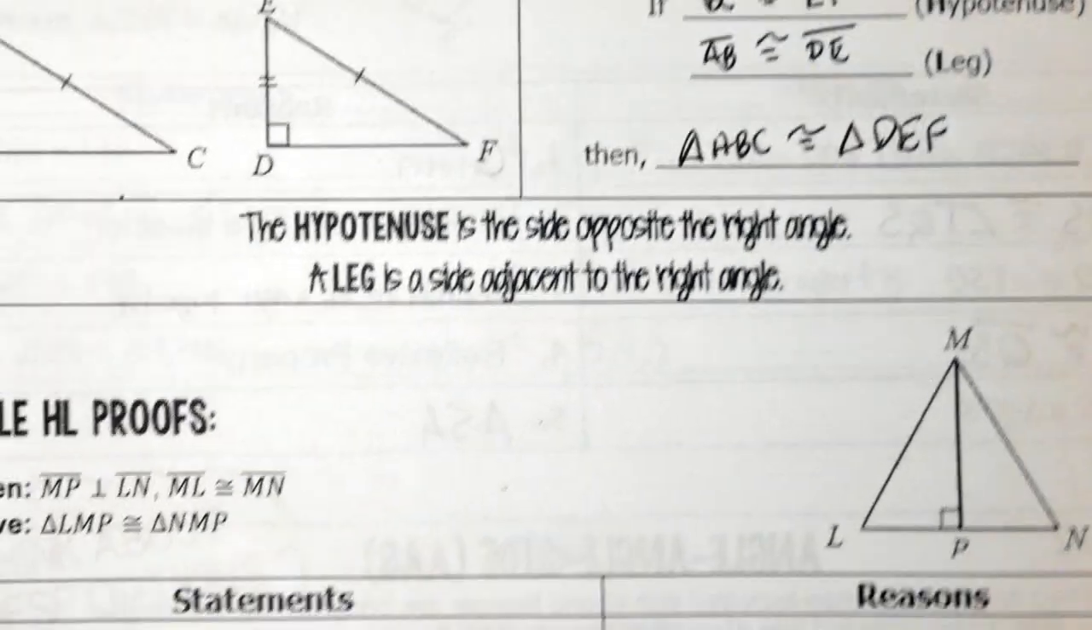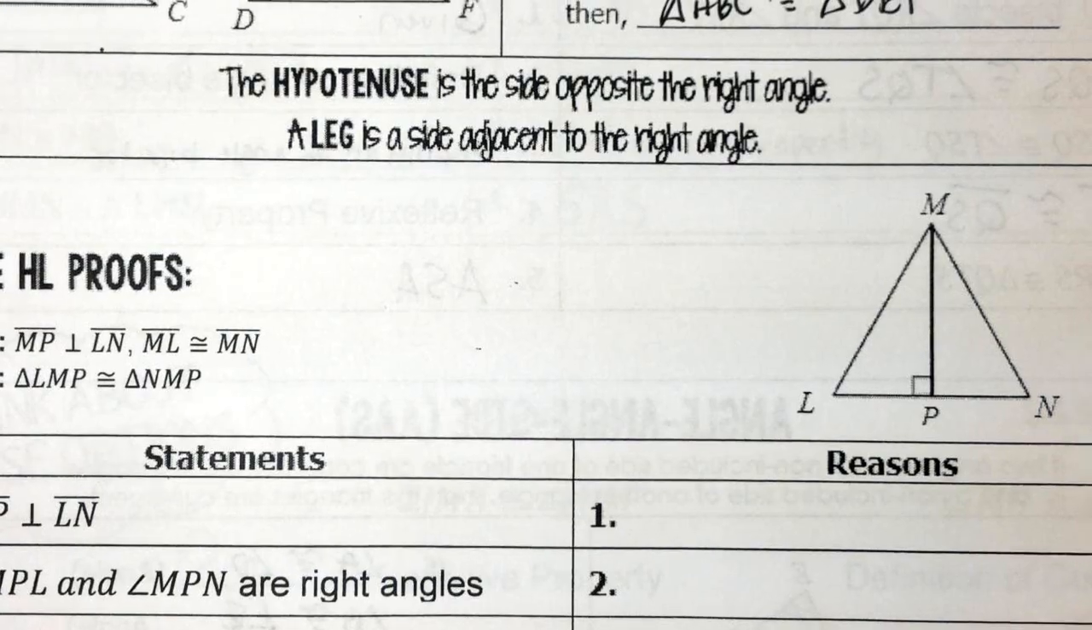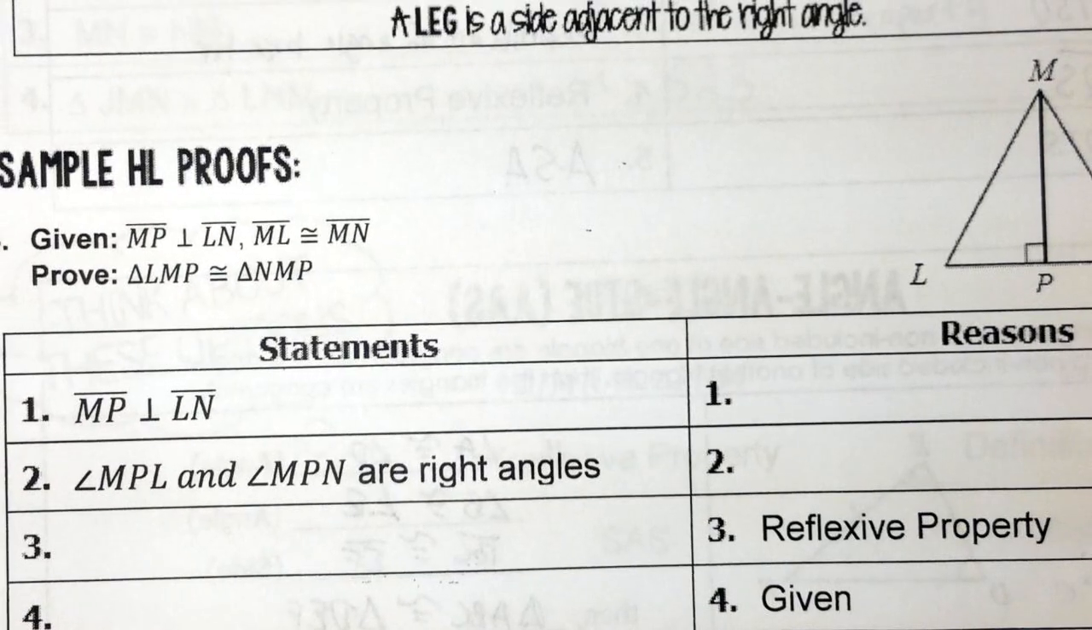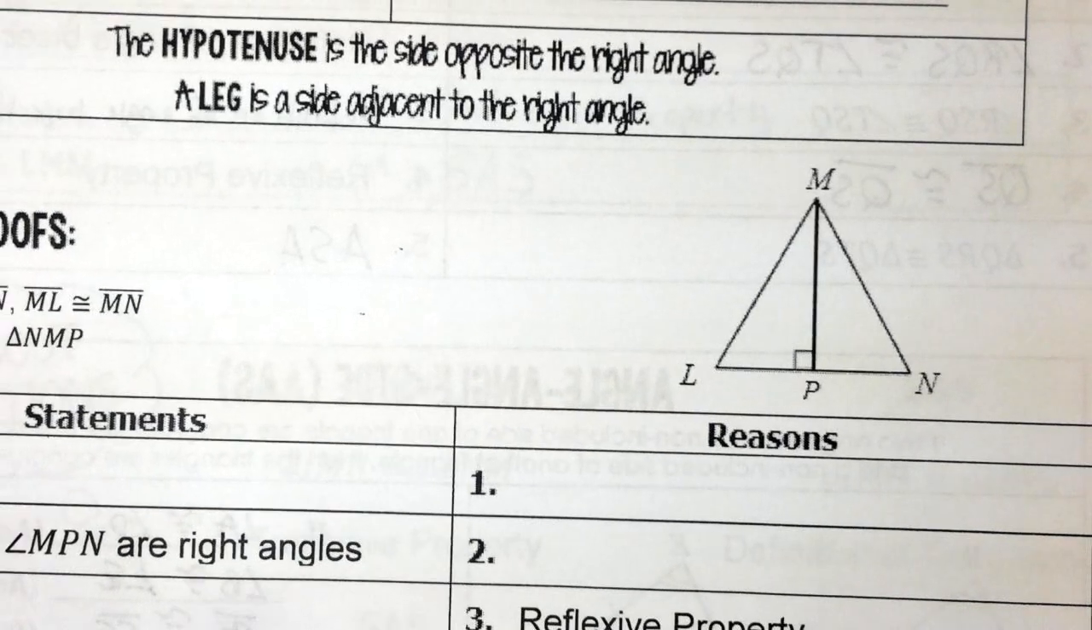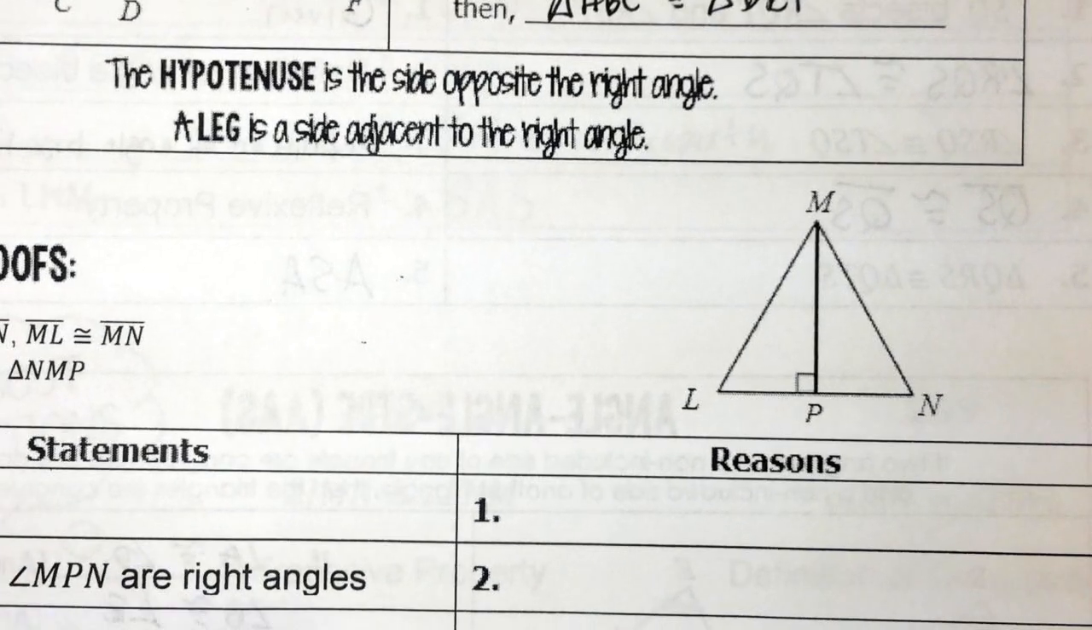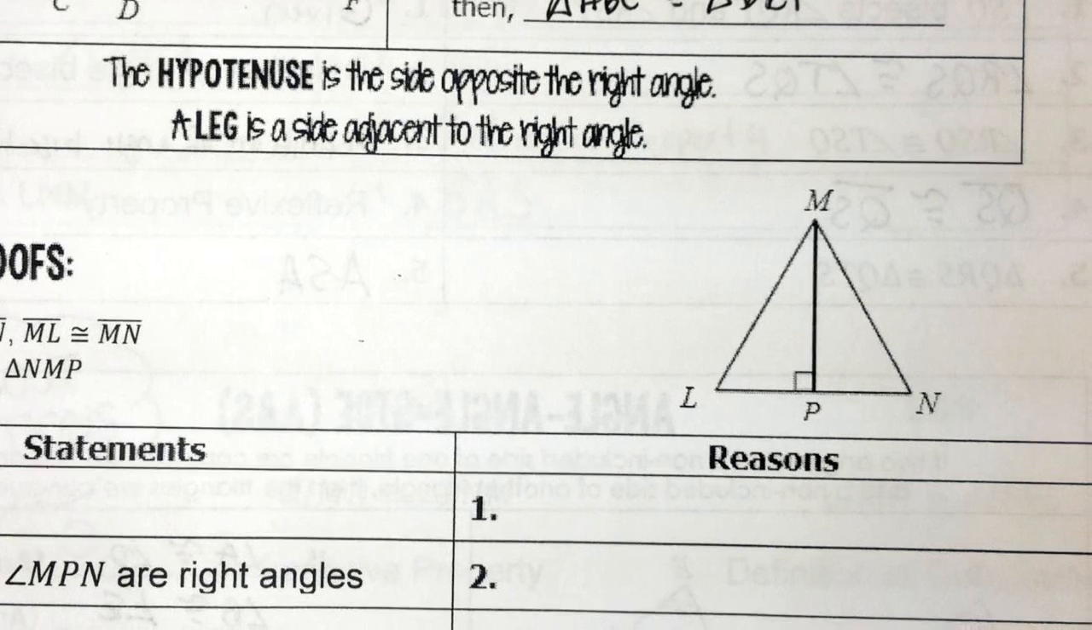Then from there, HL. So on this one, MP, what's that symbol mean? Perpendicular. MP is perpendicular to LN. They already indicated that on figure 4. So how did they indicate that? How do we know those are perpendicular, MP and LN?